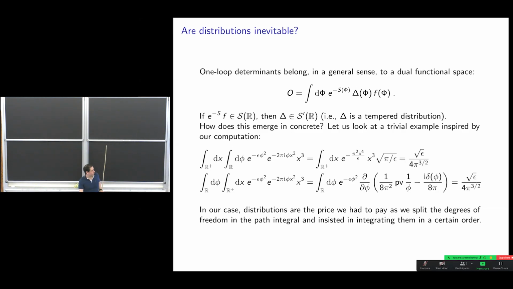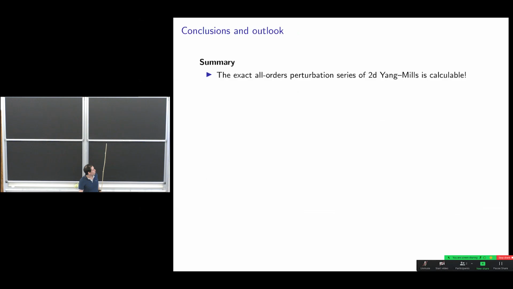Okay, I'll get to the conclusions. So the conclusion is that the exact all-order perturbation theory of two-dimensional Yang-Mills is calculable. You don't have to compute an infinite number of Feynman diagrams. You can extract it from the Migdal representation.